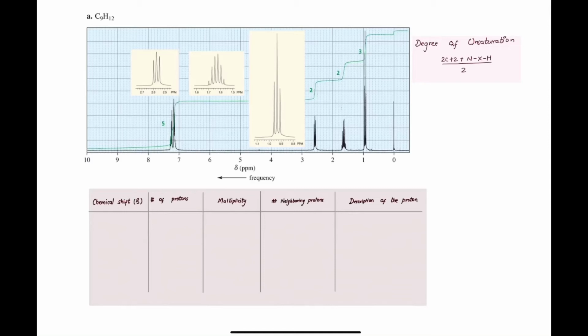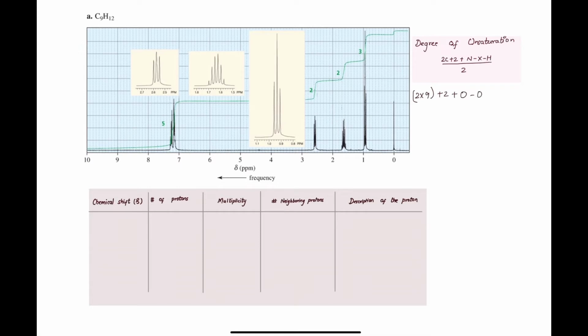Here is the NMR spectrum of a compound which has the molecular formula C9H12. And since the molecular formula has already been given, the best place to start here would be to find the degree of unsaturation. The degree of unsaturation has the formula (2C + 2 + nitrogen - halogen - hydrogen) divided by 2. So for this compound, let's find the degree of unsaturation, which is going to be 2 times 9 plus 2. There are no nitrogens, therefore it's going to be 0.